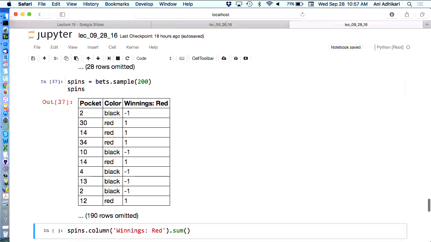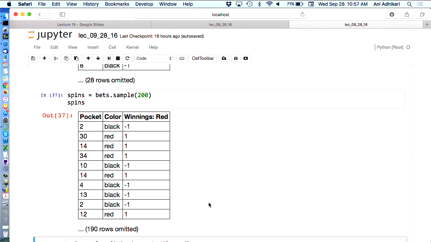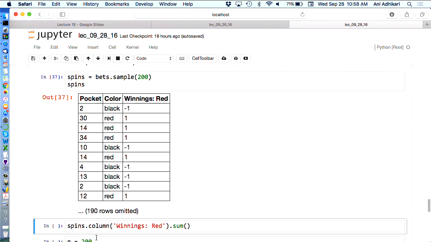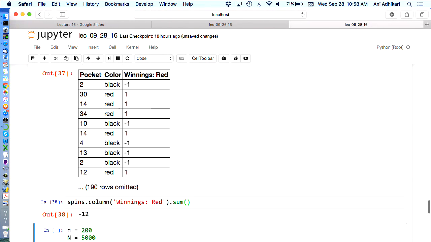It's clear what's happening there? That roulette wheel has been spun 200 times, and you have the 200 outcomes. Now you want to know how much money you make. Should you not be adding this? Yes, all the plus ones and minus ones should be added up. And that's what we're doing here. We are taking from the table spins, we are extracting this array, and we are adding up. You lost $12.